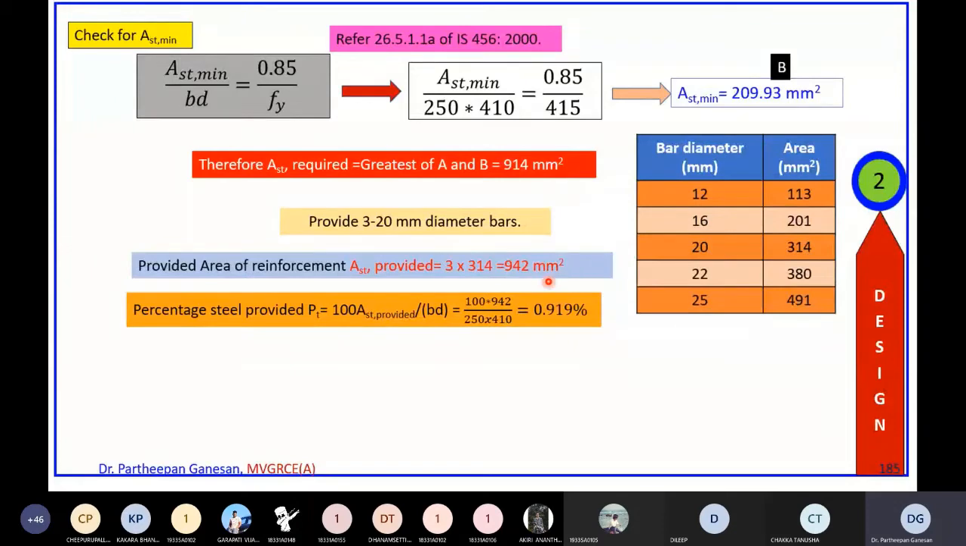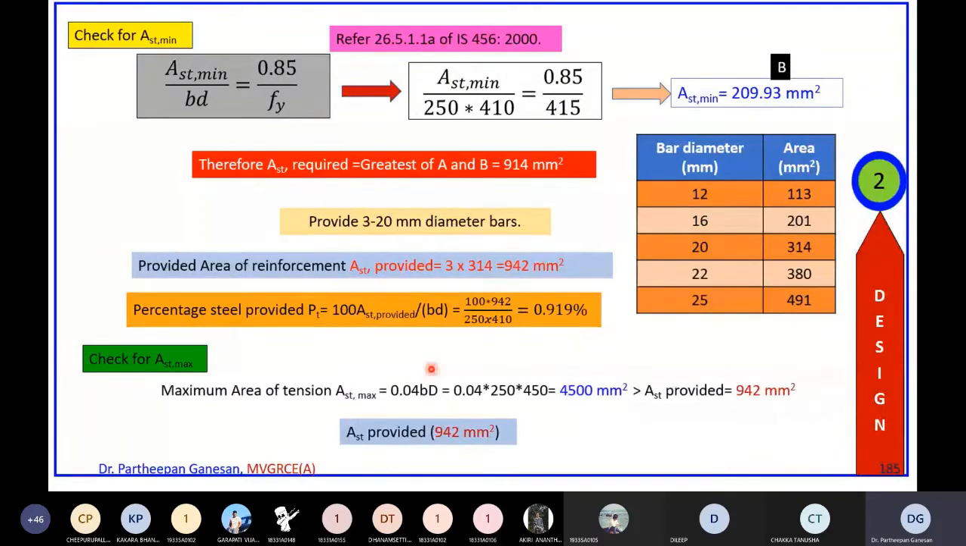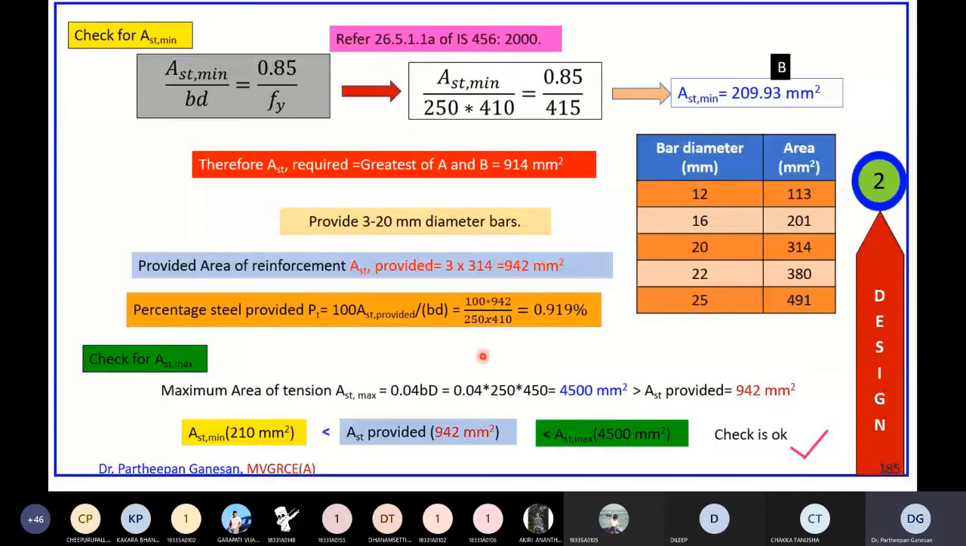So AST minimum we have checked, that is 209. Minimum we should have 209, and we are providing 942. That is fine. AST maximum is 4%, and we have provided only 0.919. Therefore your AST provided is greater than AST minimum and less than AST maximum. So this check is also fine. Now this is the AST maximum and AST minimum check.